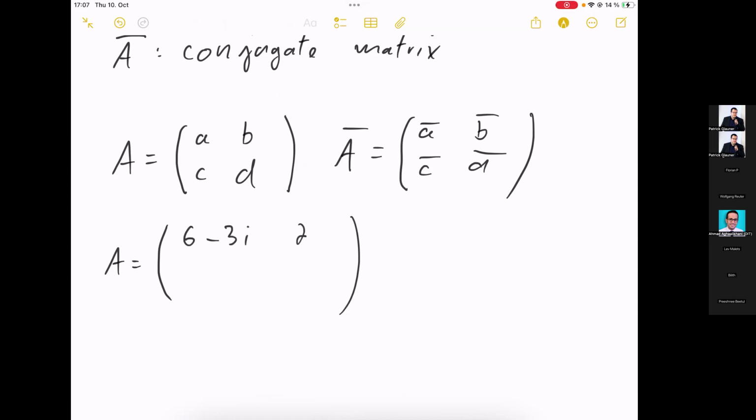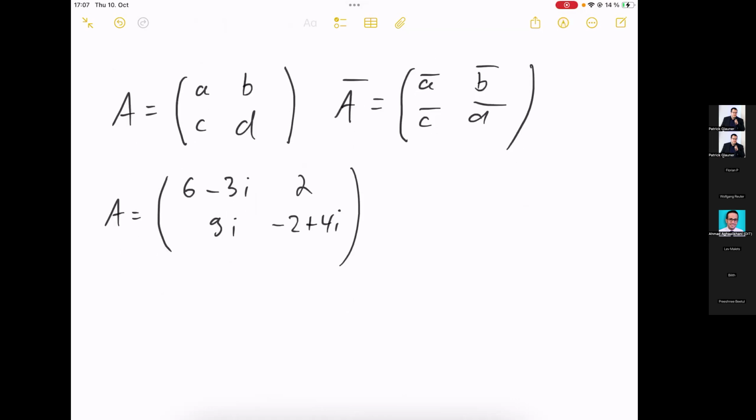The next element is 2. Then this element is 9i. Then minus 2 plus 4i. And now the conjugate matrix, I'll start with the first element. It's just 6 plus 3i, because all I'm doing is changing the sign of the imaginary part. And now you can go ahead calculating the remaining 3 elements and providing them here in the chat of what the conjugate matrix of A would look like.